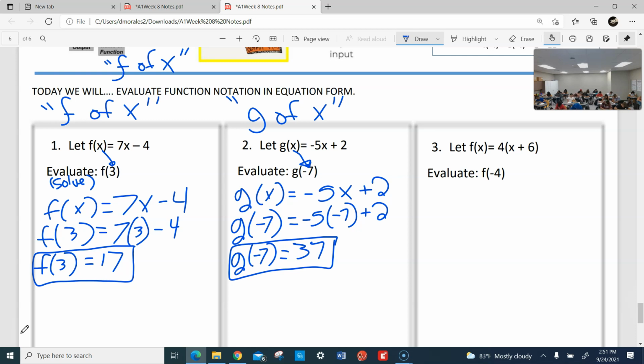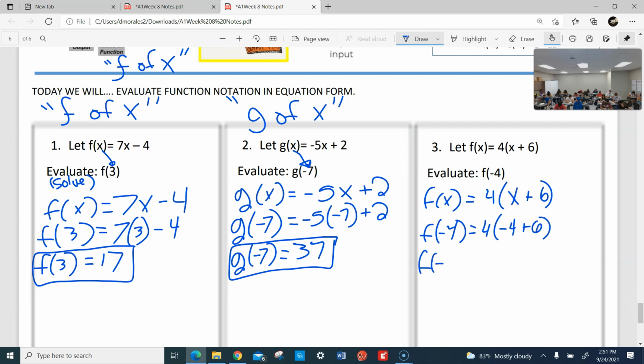So I'm going to rewrite my function: f of x equals 4 times parentheses x plus 6. What number am I substituting in for x? Negative 4. So anywhere I see an x, I'll plug in a negative 4. If you did parentheses first, you have 4 times whatever negative 4 plus 6 is.